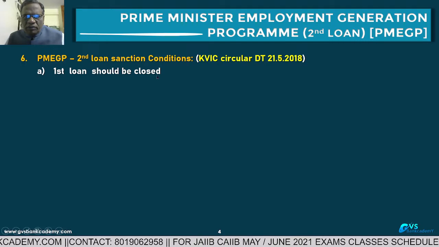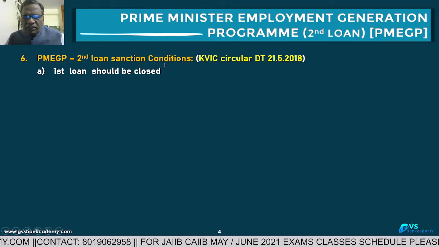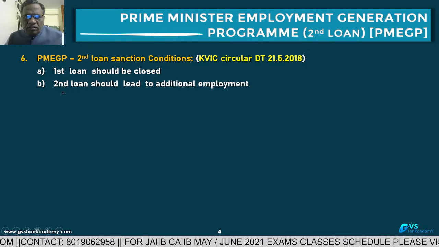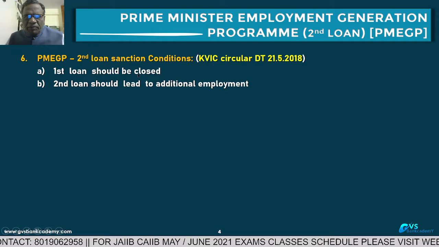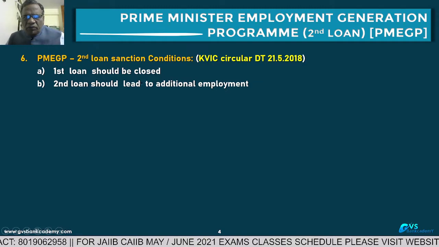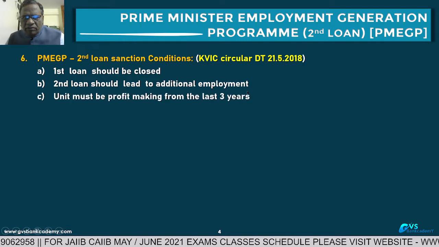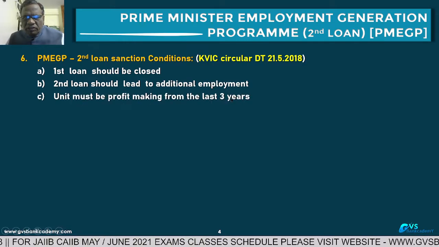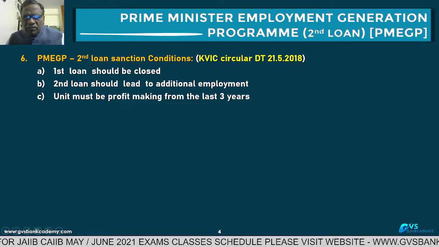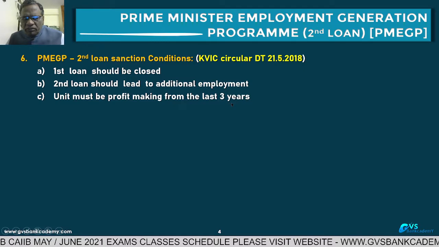First, the first loan should be closed. After closing of the first loan, the party is eligible for the second loan. Second, the second loan should lead to additional employment, over and above the employment under the first loan. Third, the unit must be profit making for the last 3 years.